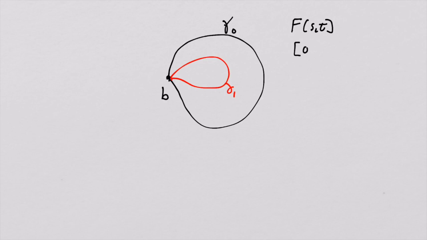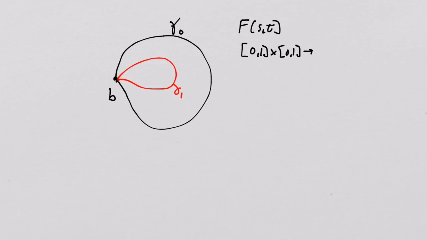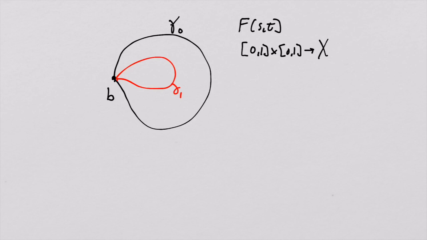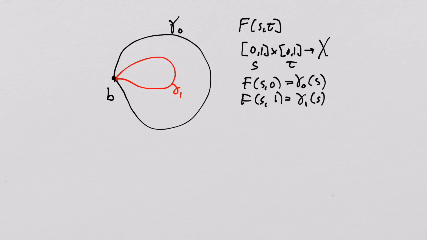It's still going to be a map from 0, 1 cross 0, 1 into the space X, whatever space we're dealing with, where this is S and this is T. And it's still going to be true that F of S of 0 equals gamma 0 of S, and F of S of 1 equals gamma 1 of S, and it's just like everything else except now the two endpoints are the same. So these are loops. And even though the two endpoints are the same, you're still going to be affected by holes in the space.